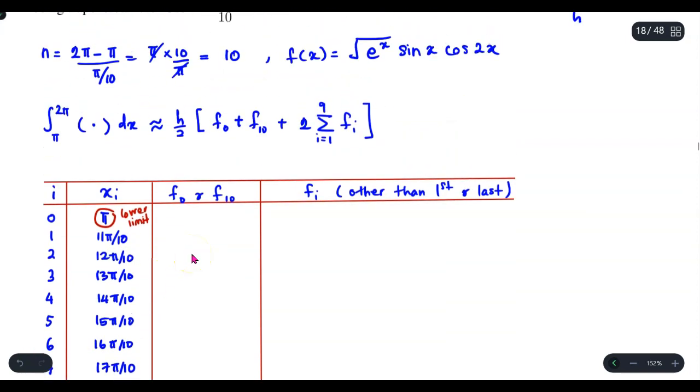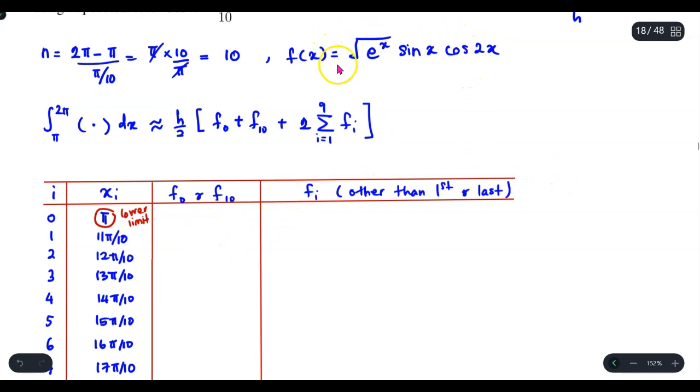Now, for every x that you have, you need to get the corresponding f. So how do we get the value of f? Since we know the function f(x) here, we can basically substitute. When x is pi, you put here e to the pi, sine pi, cos 2 pi. Just use your calculator to do that. All right, I hope you're okay with that.